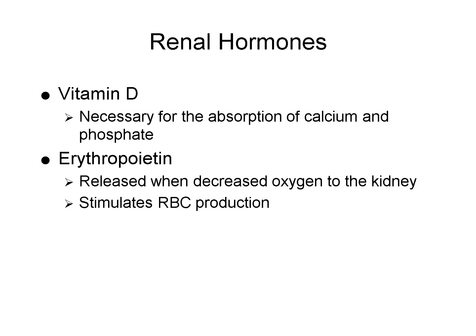The kidneys produce essential hormones that affect systemic physiology. Vitamin D, in its active form, is crucial for calcium and phosphate absorption in the gut. Erythropoietin is released when oxygen levels are low and stimulates red blood cell production in the bone marrow. These hormones link kidney function to bone health and oxygen transport.